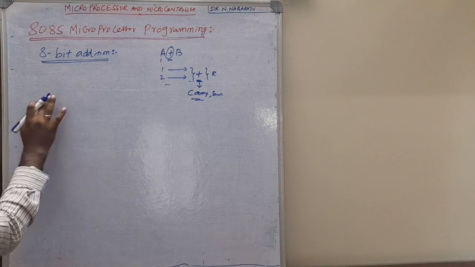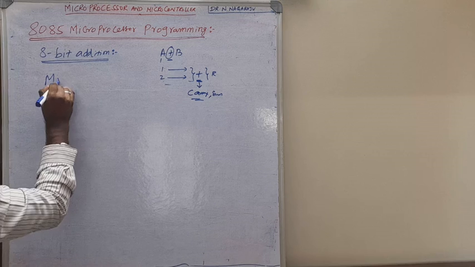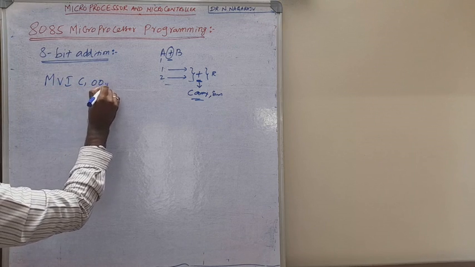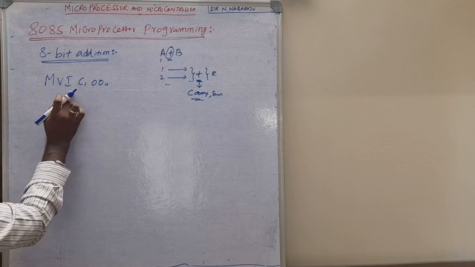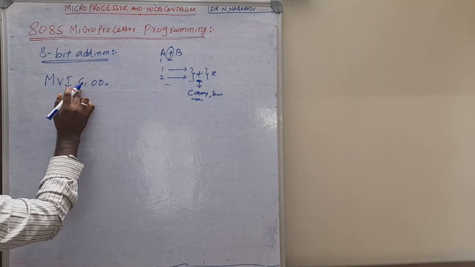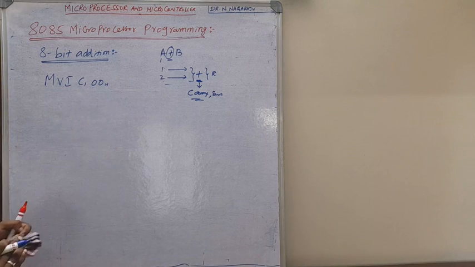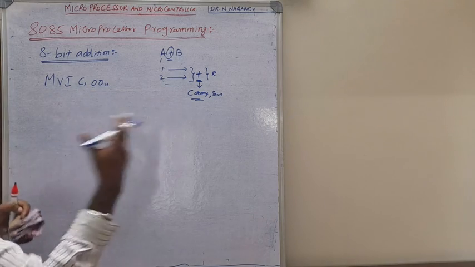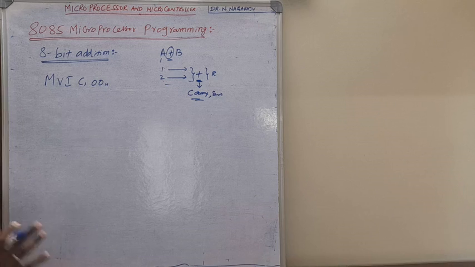Now I am going to initialize here MVI C, 00H. So 00H indicates that I am initializing the C register as 00 for storing the carry, because I need to store the carry if carry is generated. So I want to see the carry result also in the memory location.